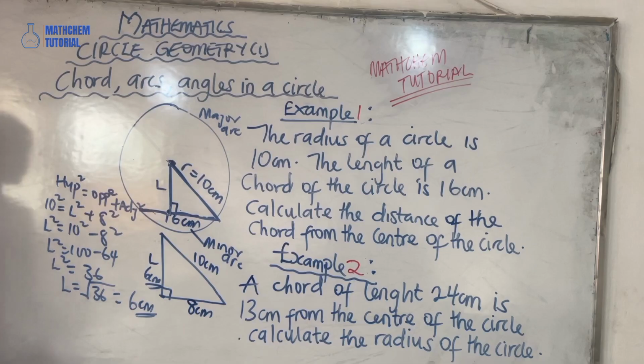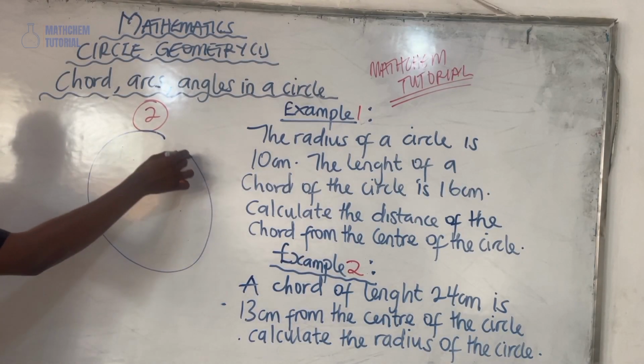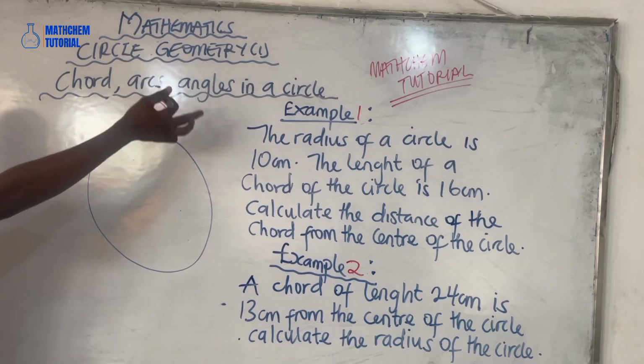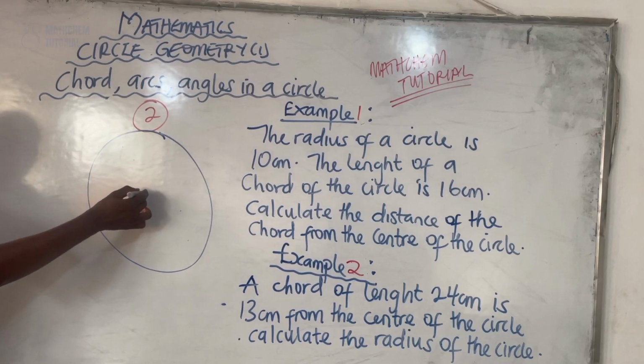Now, let's go to example 2. Let me draw my circle first, because chord, arc, angle, diameter, everything, they are related with what? Circle. So circle will be the first thing I'm going to draw. Now let's go to this question. And remember that every circle will definitely have a center. So let me indicate my center here like this.